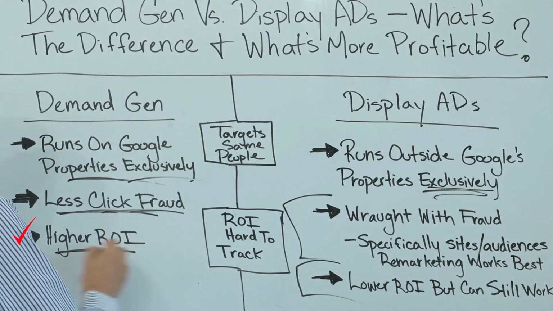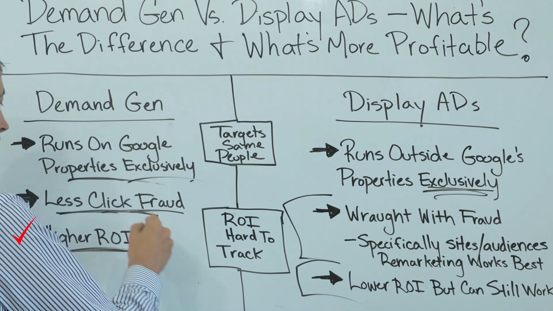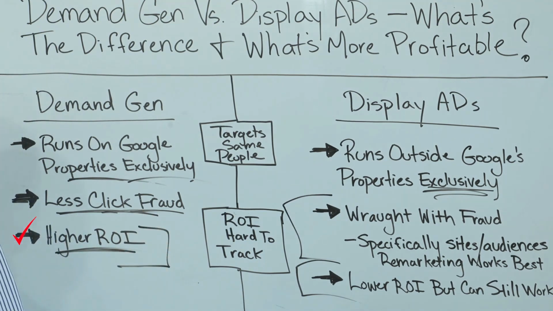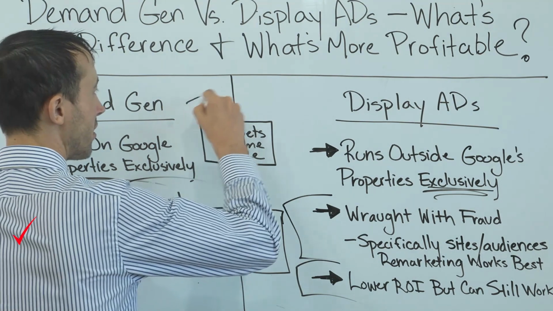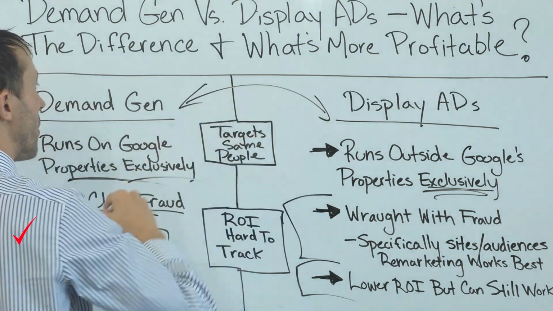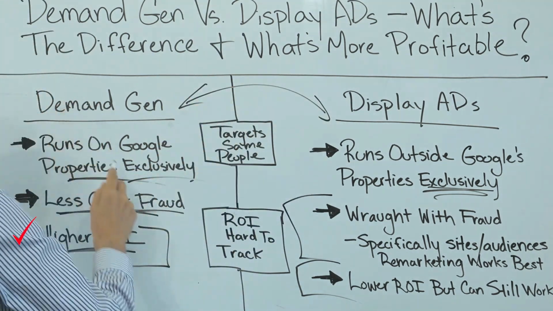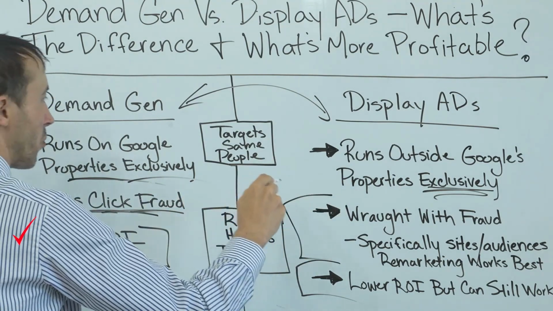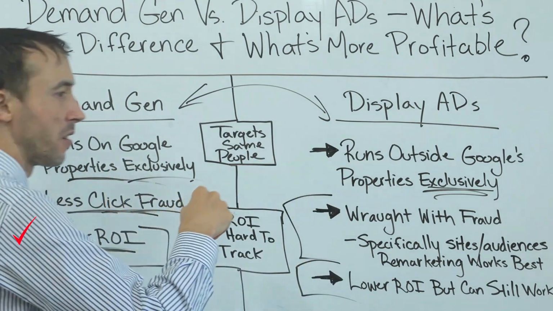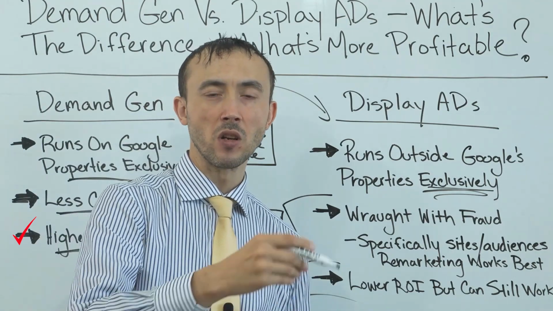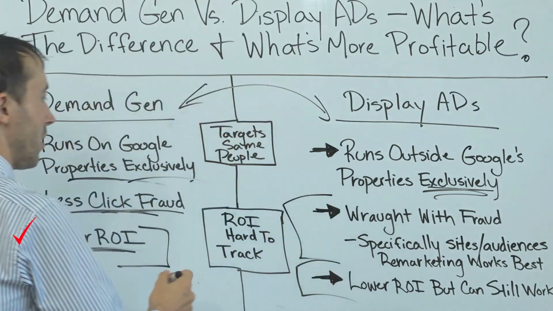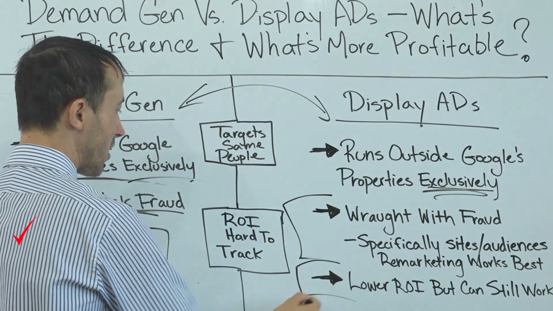And then there's higher ROI from demand gen ads, mainly because you're getting more real visitors, okay? So you could target the same exact people with both. Like I said, if one works, you can get the other to work with it, because an offer and audience combination that works on one should work on the other. That said, the ROI is going to be harder to track.